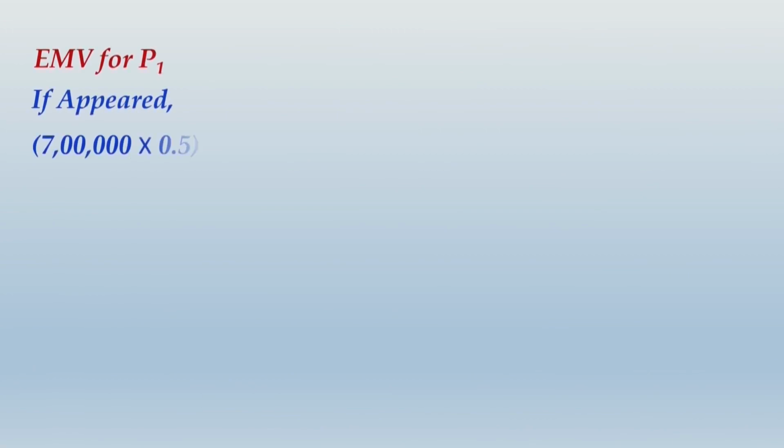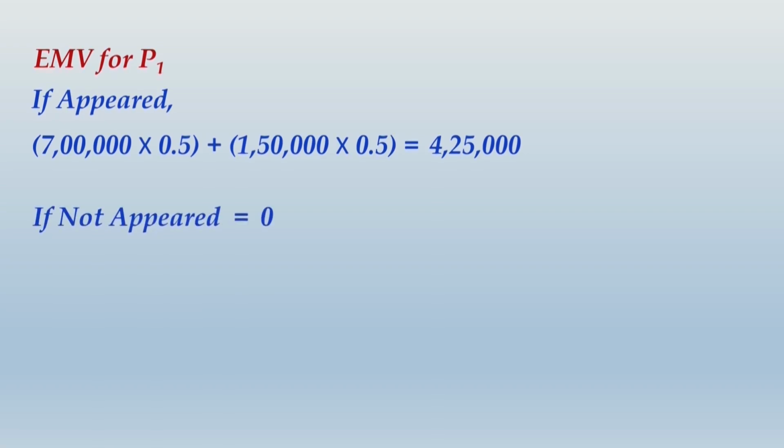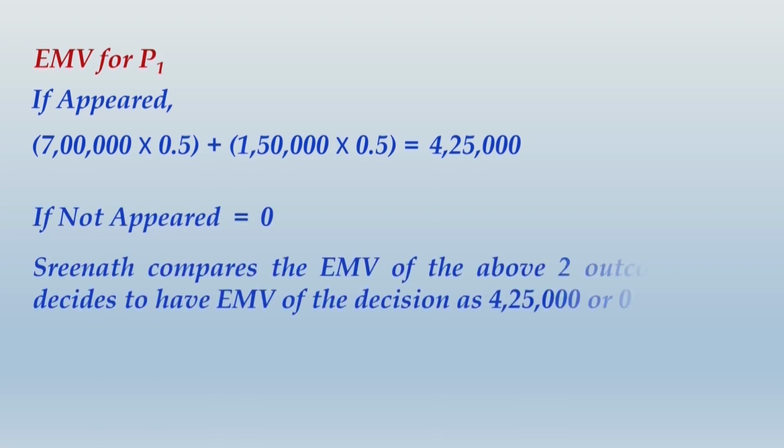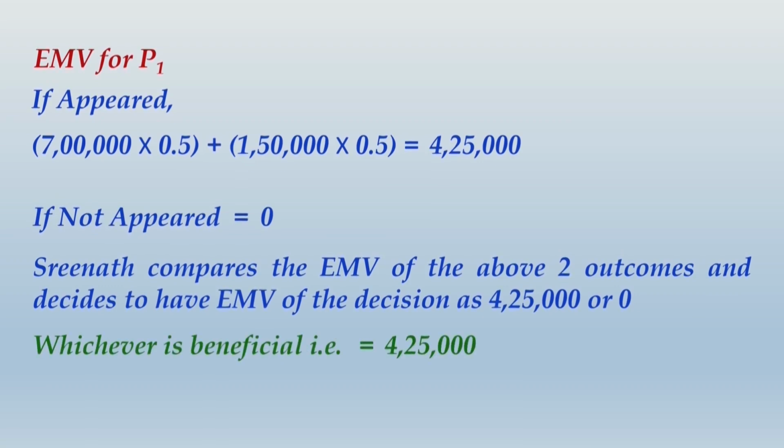EMV for P1, if appeared, it will be 7 lakhs into 0.5 plus 1,50,000 into 0.5, which gives you 4,25,000. If not appeared, it will be 0. Srinath compares the EMV of the above two outcomes and decides to have EMV of the decision as positive 4,25,000 or 0. So whichever is beneficial for him, it will be 4,25,000. He should appear for P1 is the outcome. So please write up this entire thing and then I take you ahead.